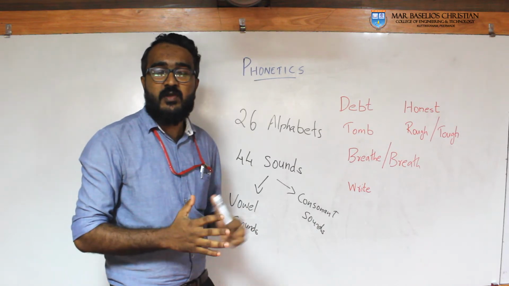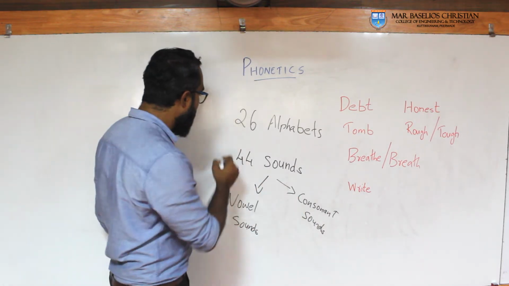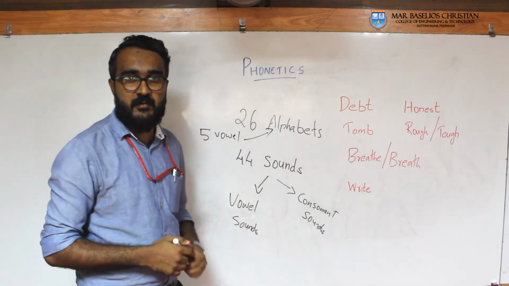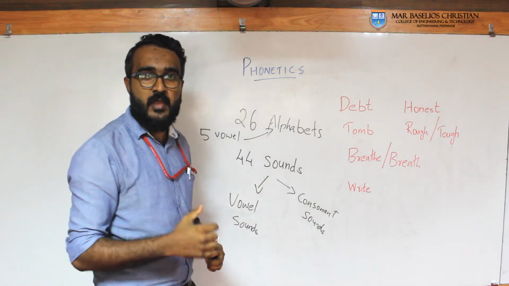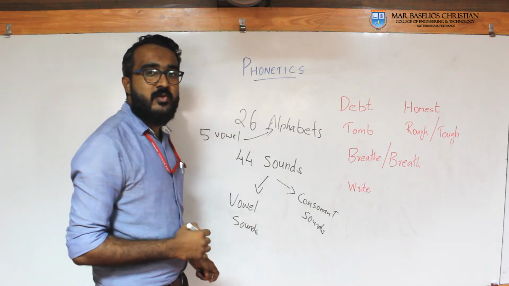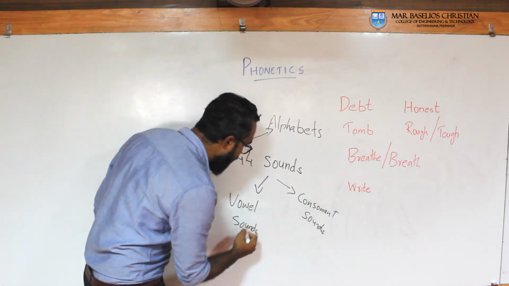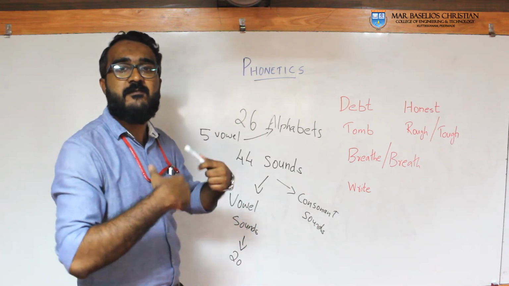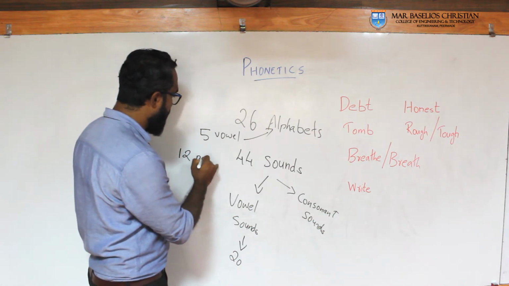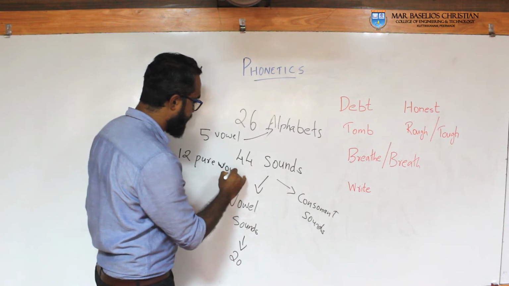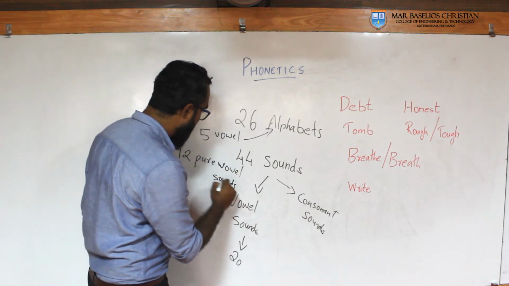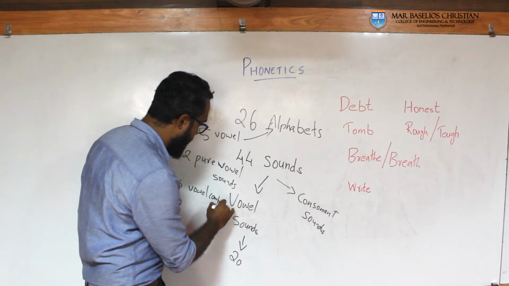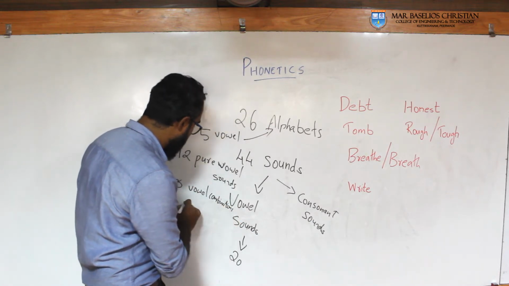Now in English, even though when we look at the alphabets we have only 5 vowel alphabets, A, E, I, O, U, when it comes to sounds, for these 5 vowels we have a total of 20 vowel sounds. These vowel sounds can be further divided into 12 pure vowel sounds and 8 vowel combinations known as diphthongs.